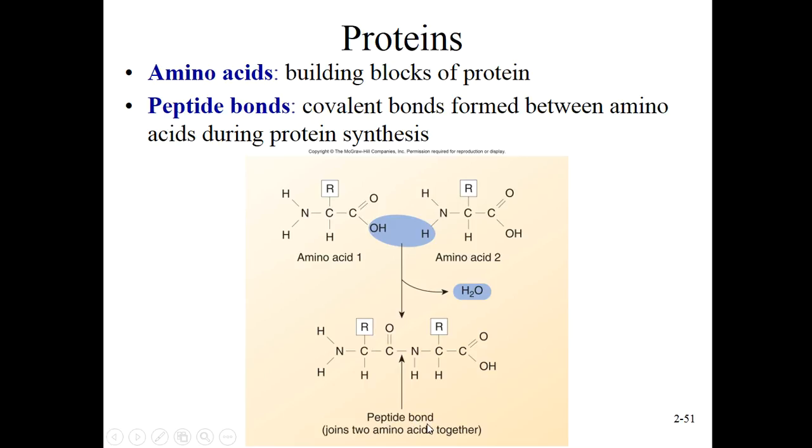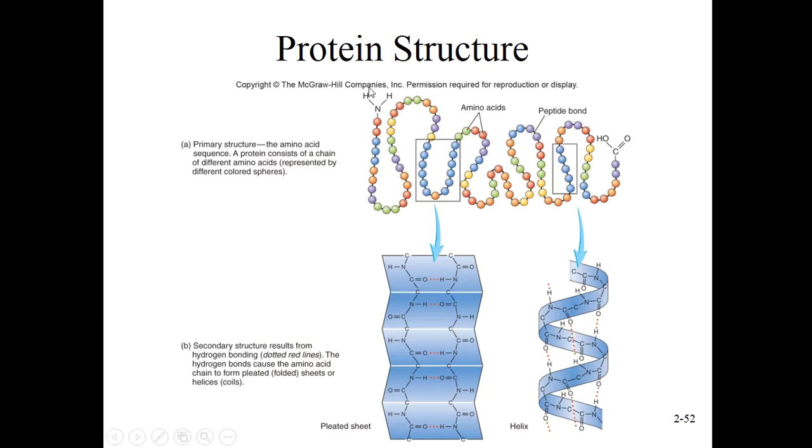This isn't a new bond. It's a covalent bond. It's just a super strong one because of the nitrogen here. So a peptide bond forms a dipeptide. If we take 1, 2, 3, 4, 5, 6, 7, 8, 100 amino acids, we can hook them together into a long chain called a protein.